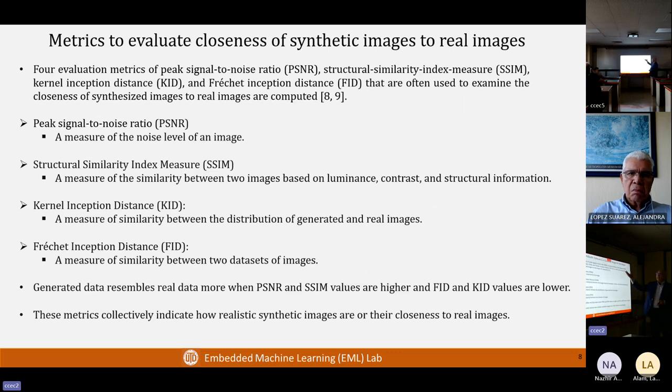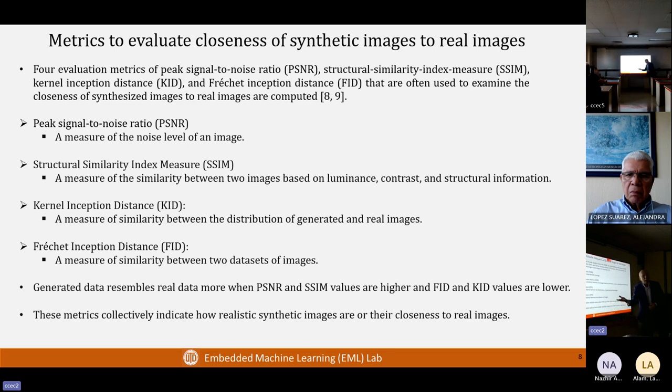Then we looked at these four metrics to see how close synthetic images come to real images. In other words, how realistic synthetic images are. These measures are used in image processing to see how close two images are: peak signal to noise ratio, SSIM, KID, and FID. If PSNR and SSIM are higher, that means more similarity. If these two metrics are lower, again, that means more similarity.